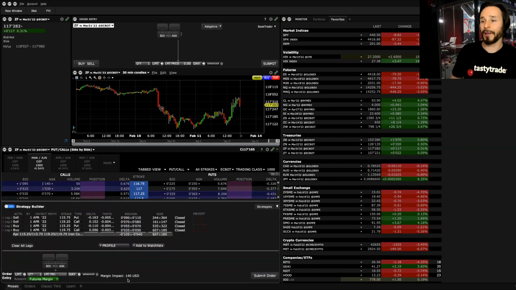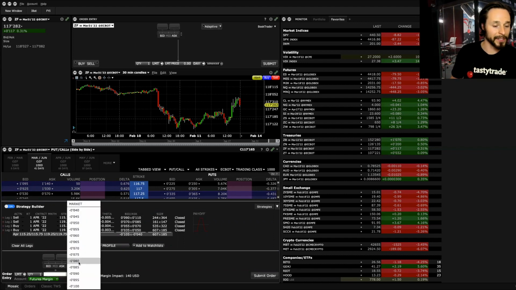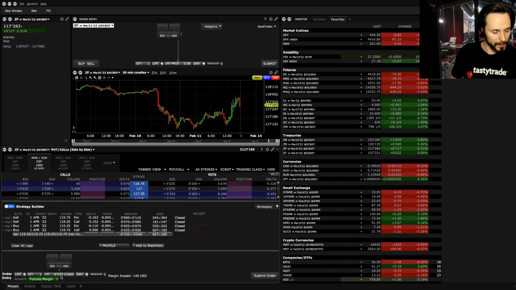So look at the buying power here. It's taking almost nothing to put on this trade, but I'm not going to get a very big credit on this. Looks like the mid price is trading around 7.5 ticks. So that's the trade-off you make. When you define your risk, you're not going to get a big credit.